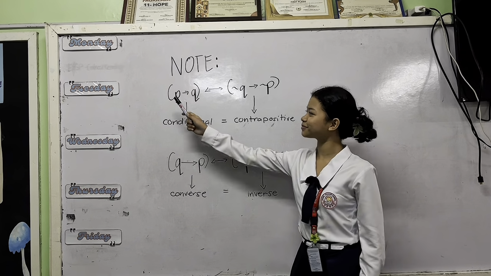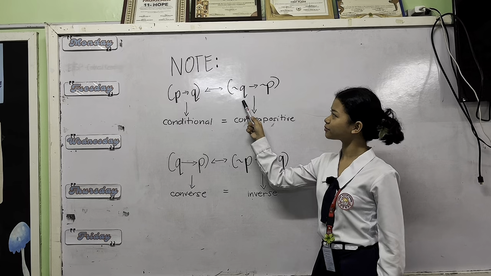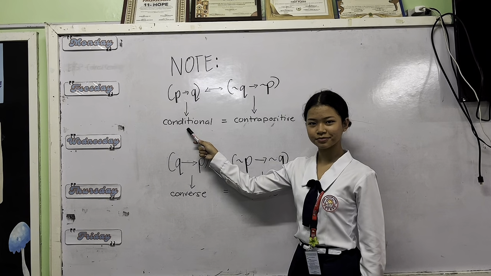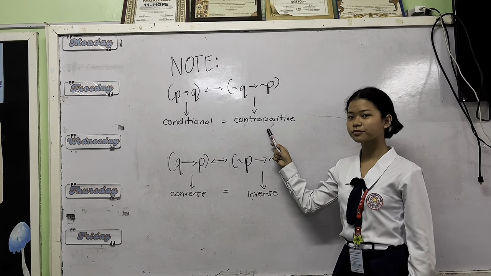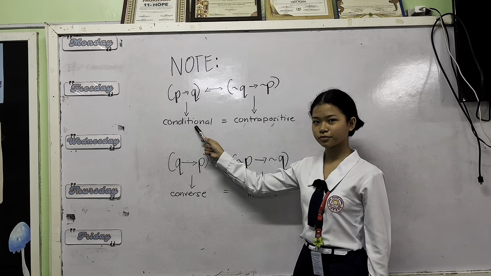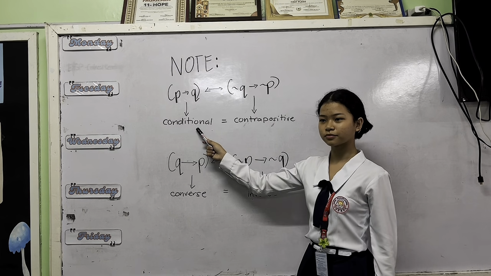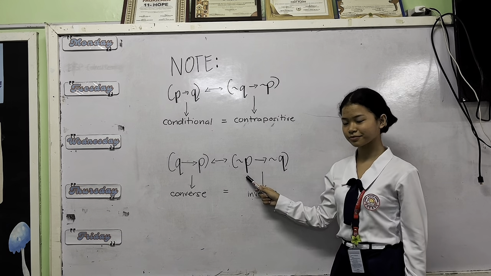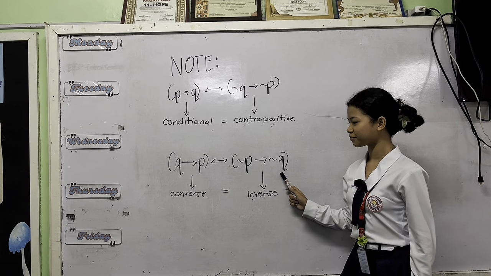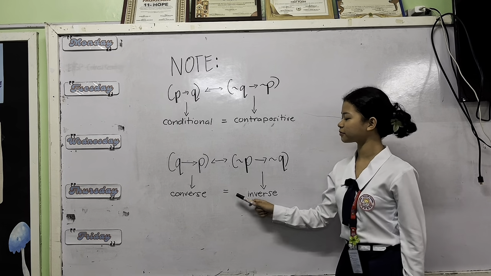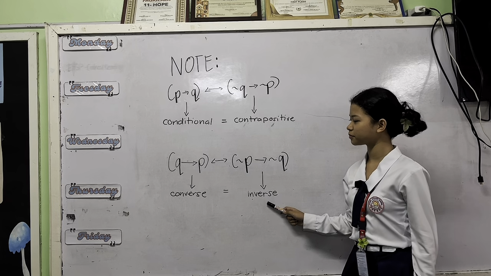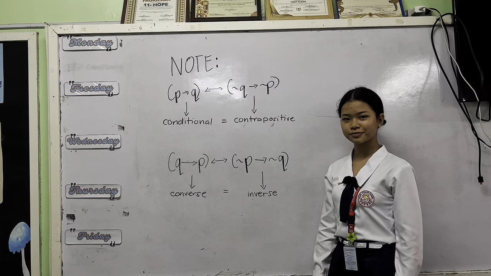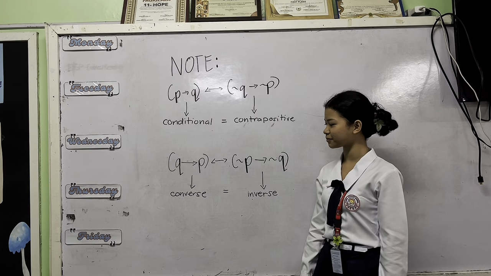Note: P implies Q is equivalent to not Q implies not P. A conditional is logically equivalent with its contrapositive. The left one is the conditional form and the right one is the contrapositive form. Q implies P is equivalent to not P implies not Q. Its converse is logically equivalent with its inverse. Similarly, its converse Q implies P is logically equivalent with its inverse, not P implies not Q.